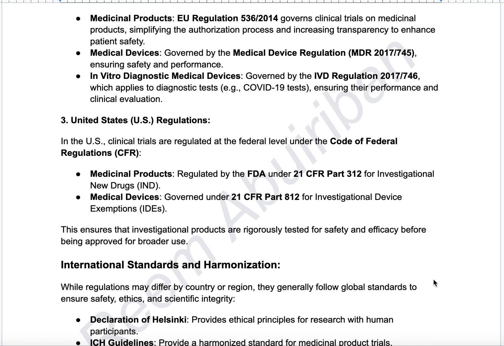And now the United States regulation. In the United States, clinical trials are regulated at the federal level under the Code of Federal Regulations, known as CFR. Medicinal products are regulated by the FDA under 21 CFR Part 312 for investigational new drugs. Medical devices are governed under 21 CFR Part 812 for investigational device exemption. This ensures that investigational products are tested for safety and efficacy before being approved for broader use.